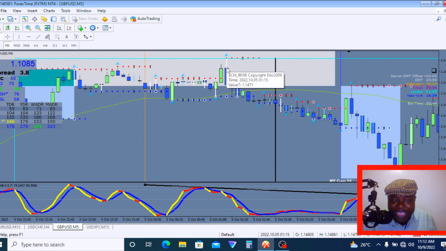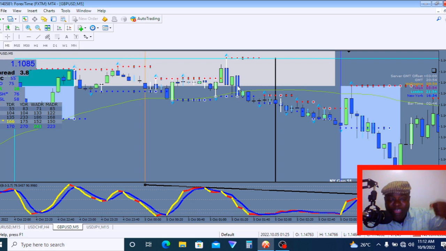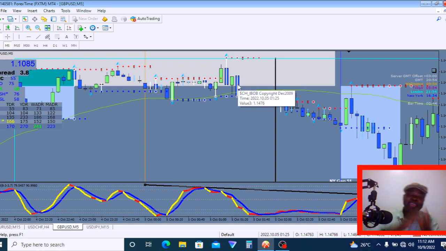This candle from here, if you look at it from here, this line and this line is the candle that engulfed. But this very candle engulfed in a perfect way. It engulfed in a very perfect way. It's giving us a perfect engulfing pattern.